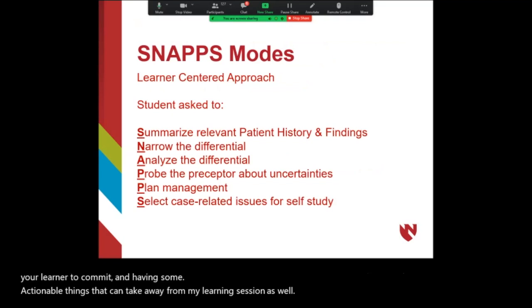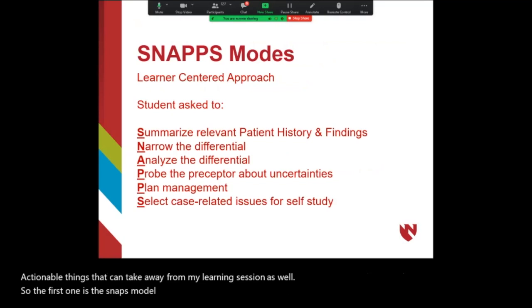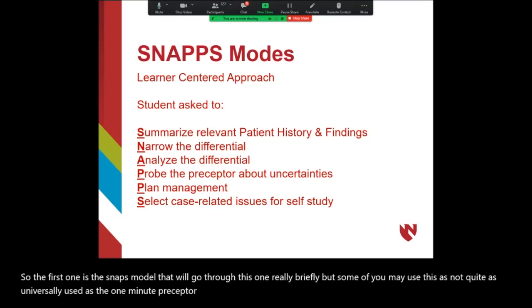So the first one is the SNAPS model. We'll go through this one really briefly. But some of you may use this, as it is not quite as universally used as the one minute preceptor, but in SNAPS, the idea is that you ask your student or your learner to summarize the relevant patient history and findings.